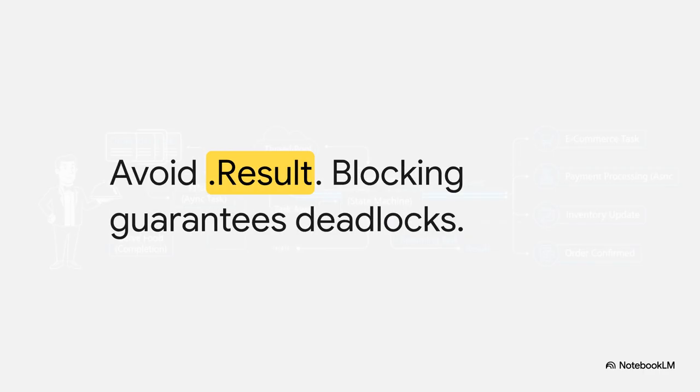Rule 3, avoid .Result or .Wait. Guys, this is probably the most dangerous mistake a developer can make here. If you call an async method and just slap .Result onto the end to force it to run synchronously, you are practically guaranteeing a sync-over-async deadlock in certain environments. You are physically holding the thread hostage. You're refusing to let it go back to the thread pool while the async task is waiting for a thread to complete its work. It is hands down the fastest way to completely lock up your application. Just don't do it. Always, always use await instead.